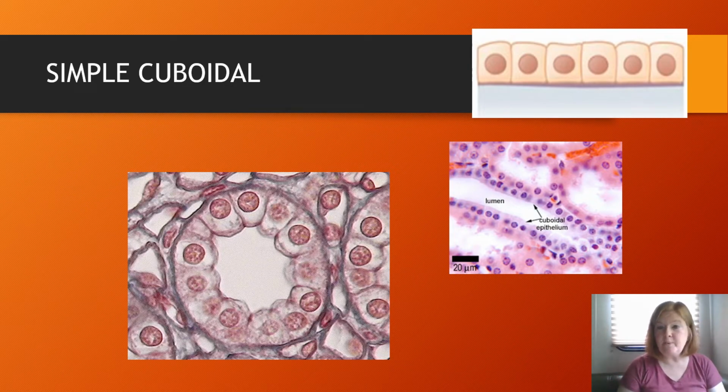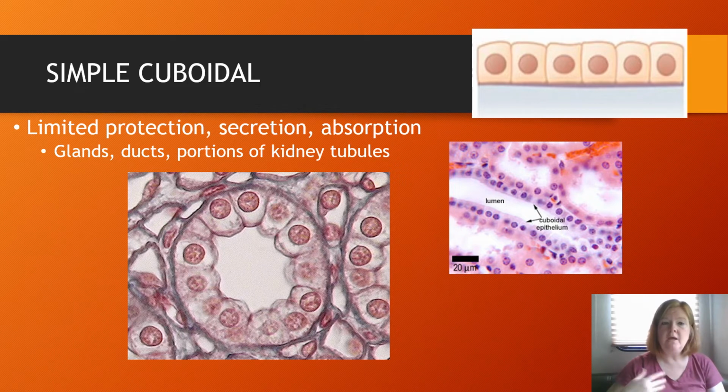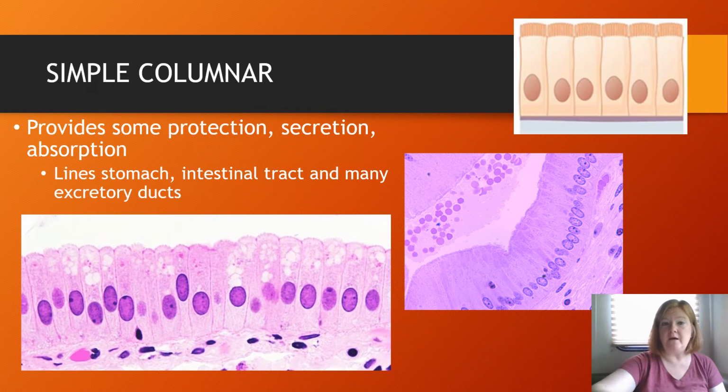Then we have simple cuboidal. It provides limited protection, so the cell is not as flat, but it's still only one layer. So think again for secretion and absorption. So it's found in a lot of glands and ducts and in part of the kidney tubules. Simple columnar. So again, these are taller cells, so there is a little bit more protection, but again, it's only one layer. Again, secretion and absorption. So this is going to line the stomach, intestinal tract, and a lot of excretory ducts.